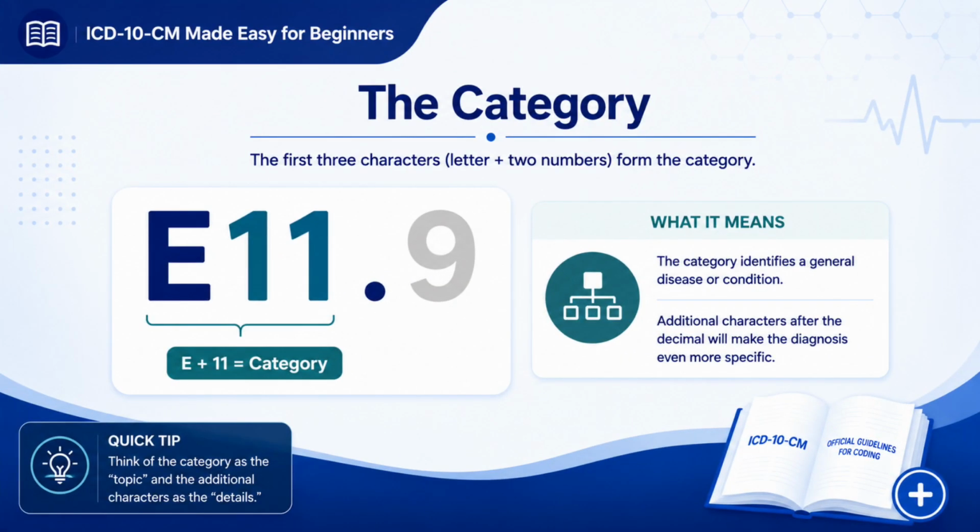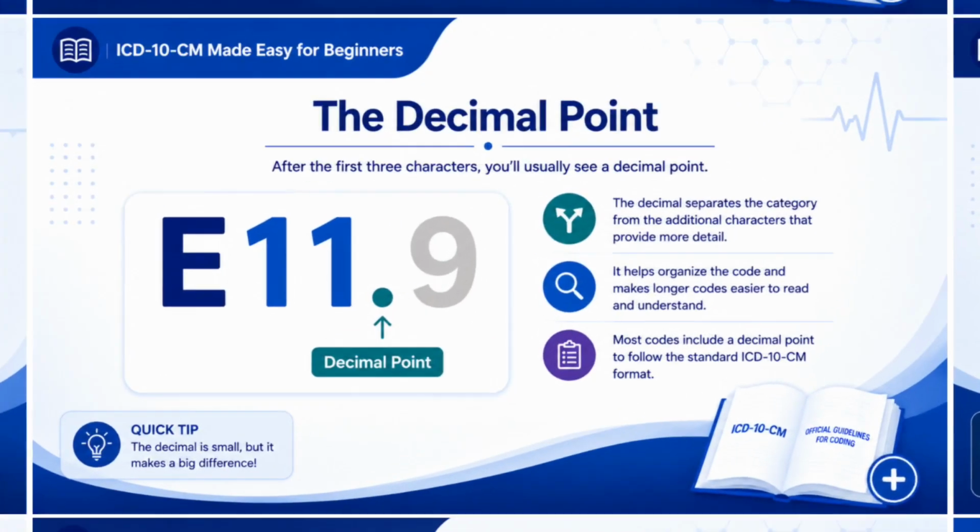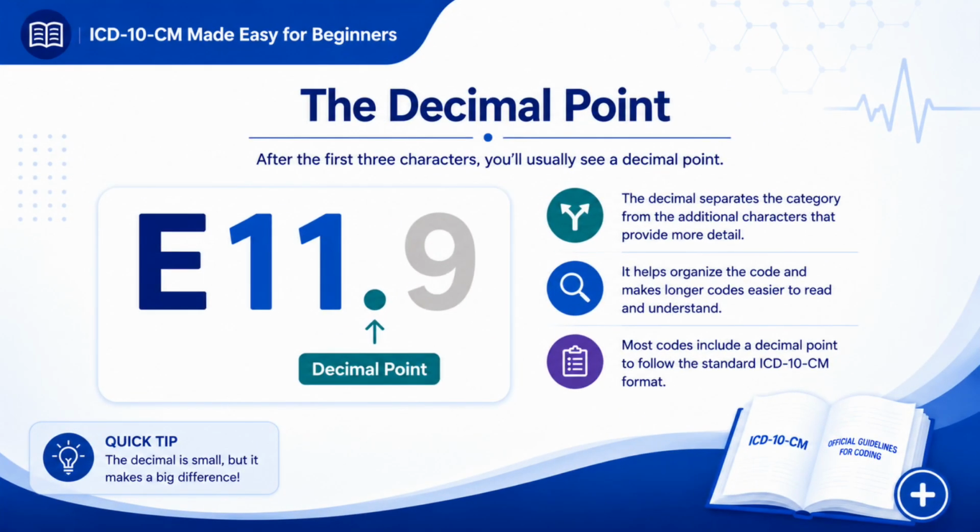When you combine the first letter with the next two numbers, you create what's called the category. The category identifies the general disease or condition. Think of it as the starting point. Additional characters will build on that category to describe the diagnosis in greater detail. After the first three characters, you'll usually see a decimal point. The decimal separates the category from the additional characters that follow. Although it may seem like a small detail, it's an important part of the standardized code format and makes longer diagnosis codes much easier to read.